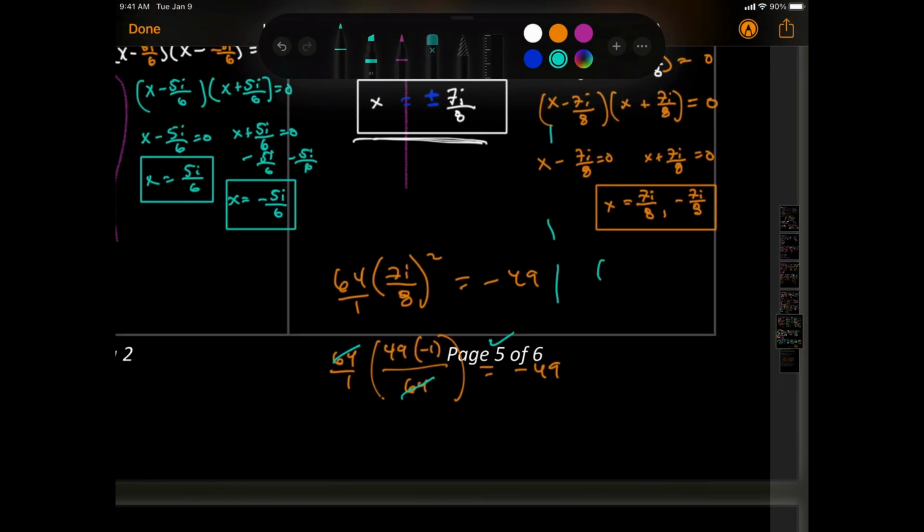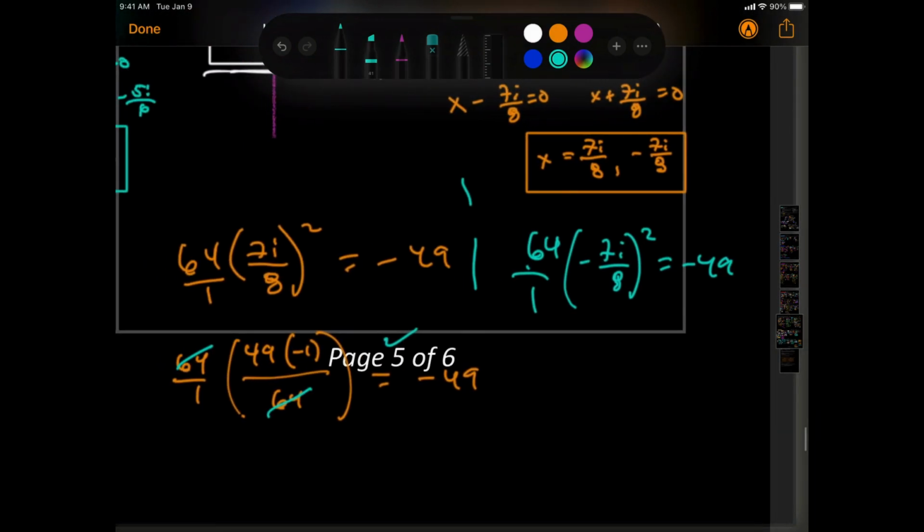And if you chose to use negative 7i, negative 7 times negative 7 is 49, i squared is negative 1, and then 8 squared in the denominator is 64, and then you can just cancel: negative 49 equals negative 49.